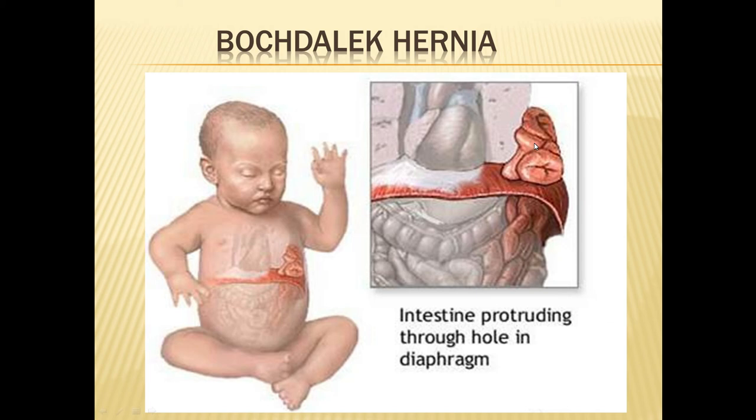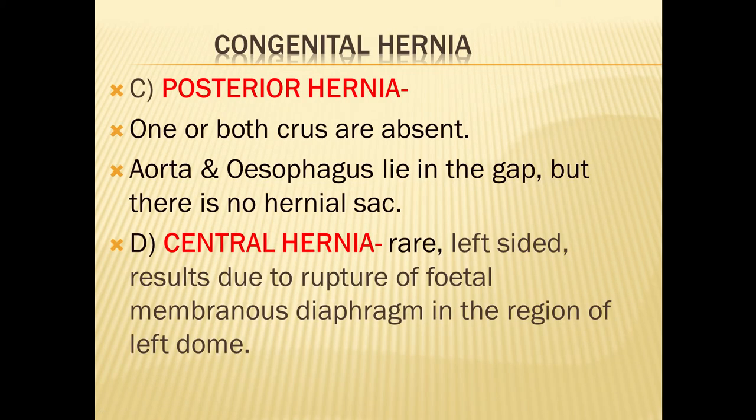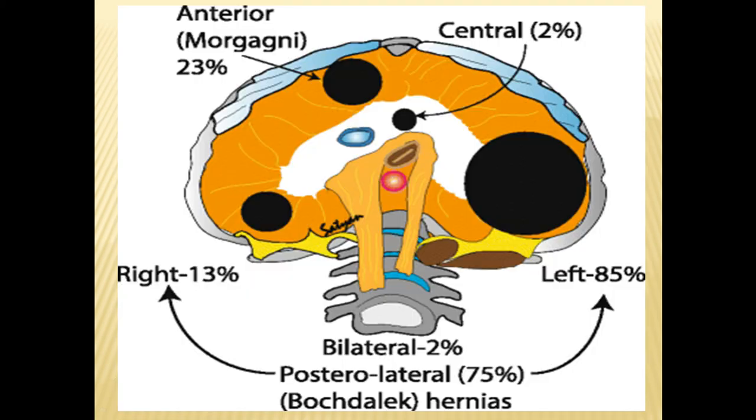There are two more types, posterior and central hernia. These are very rare types, not important. We can just have a look at the slide. Anteriorly is the Morgagni. Here is the central and here is the Bochdalek's hernia. Left side is about 85%, which is more common as compared to the right side.